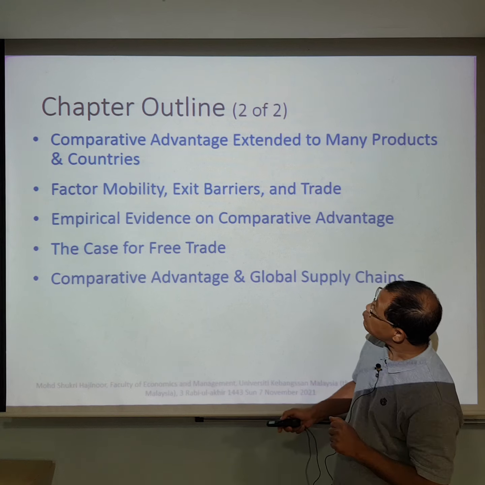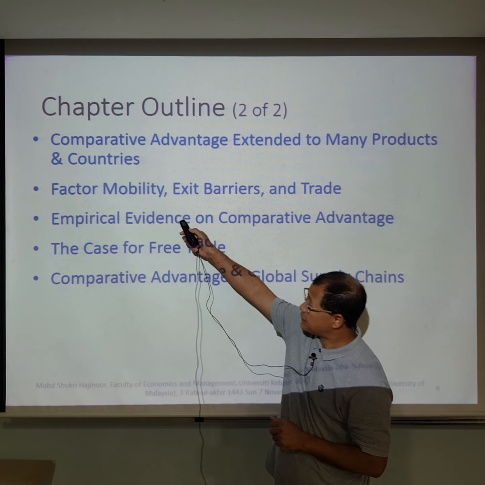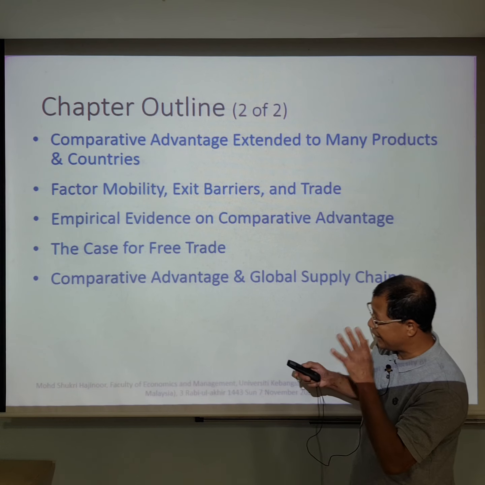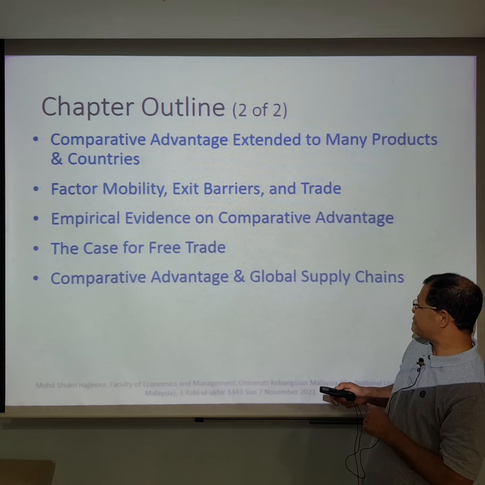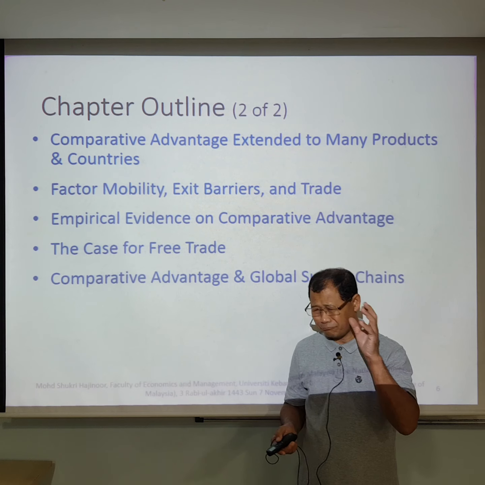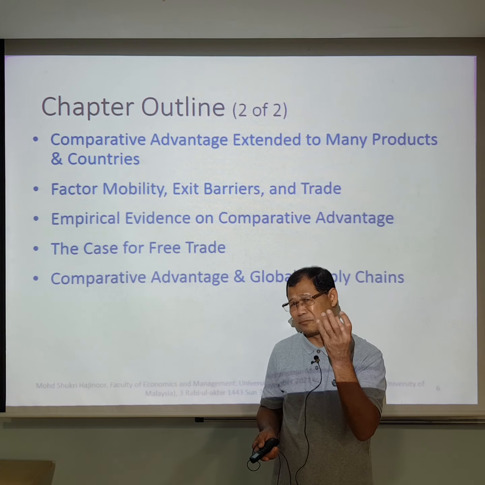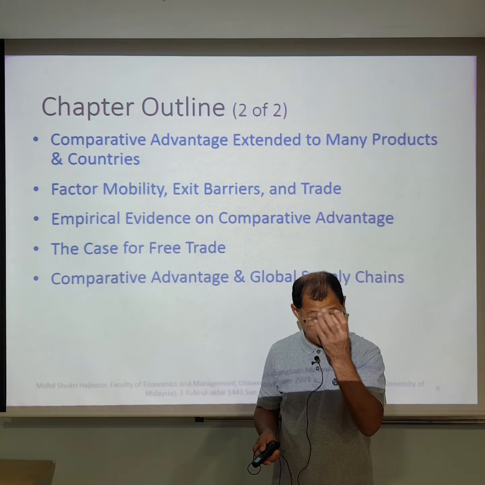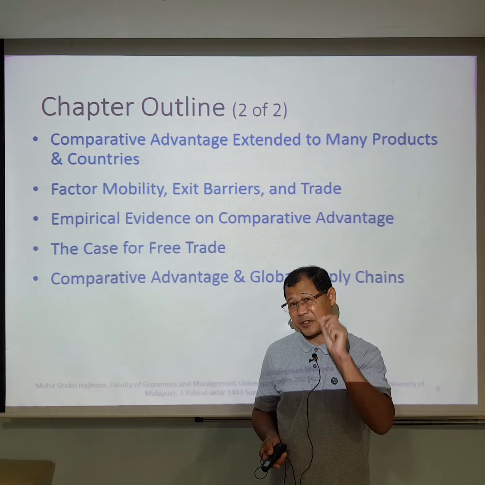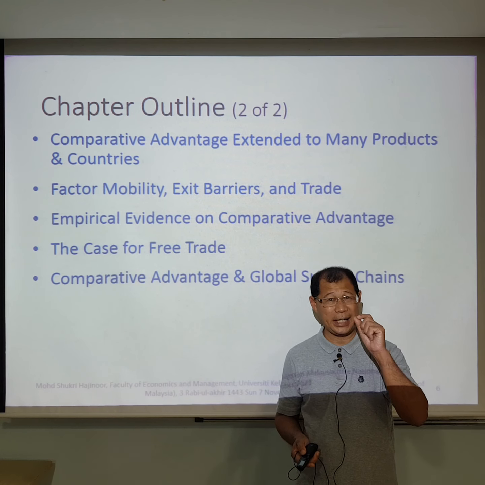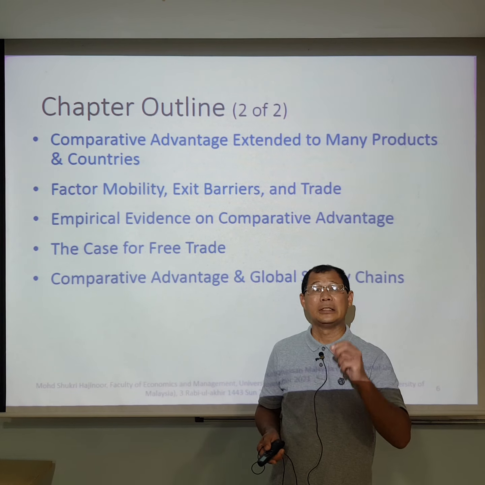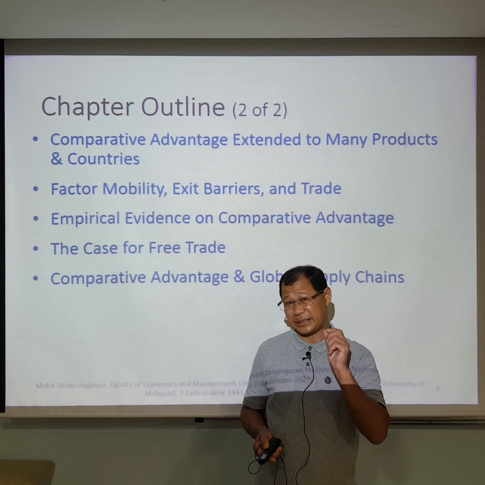And now, we're going to discuss factor mobility and empirical evidence of comparative advantage, the case for free trade, comparative advantage, and global supply chain. The basic core theory of trade theory is that free trade is good. Let me repeat, very important. Free trade is good. Good for every country that's involved in international trade, and by extension, it's going to be good for the whole world. That's a very important concept.